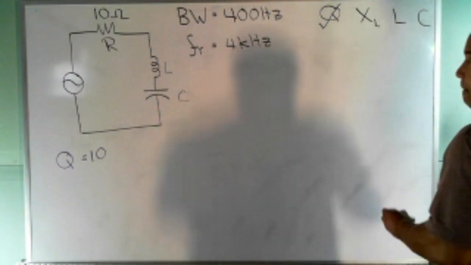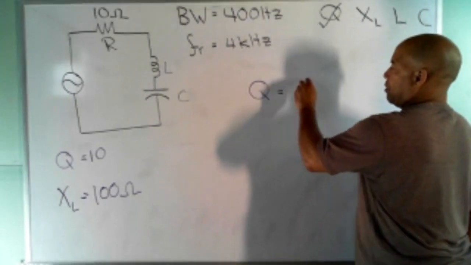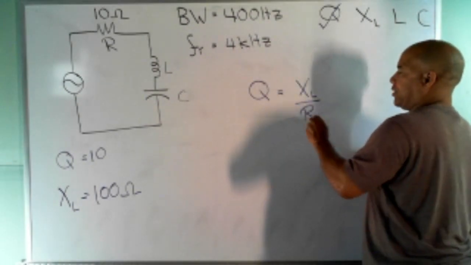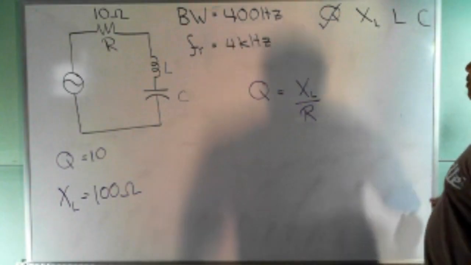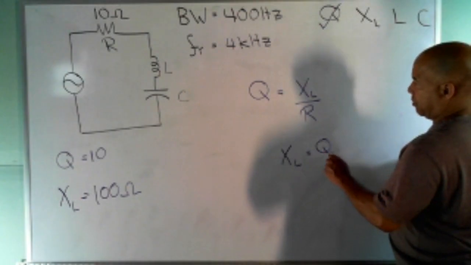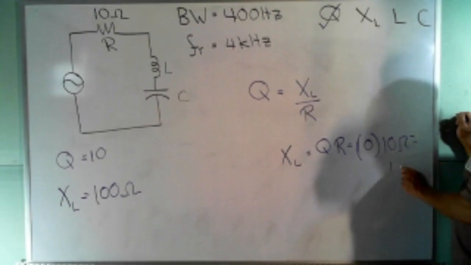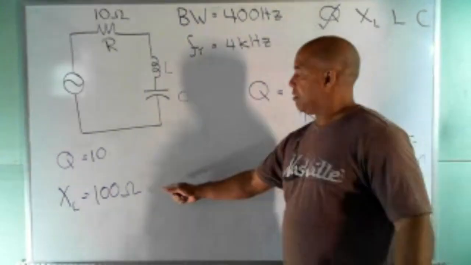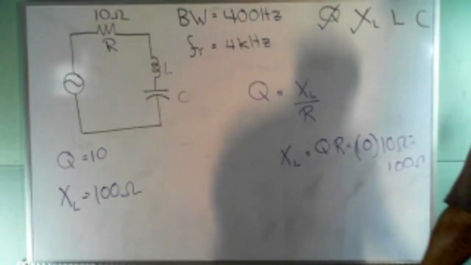Anybody get XL? I got 100 ohms. So we know that Q equals XL over R. Even though at resonance XL and XC are the same, they always use the coil for Q. So XL is just Q times R. You got 10 for Q, and we've got 10 ohms for R. We get 100. So that's correct, 100.